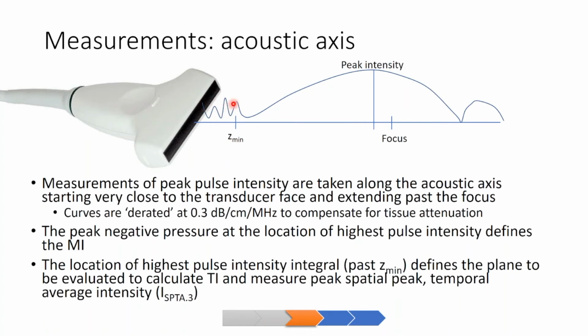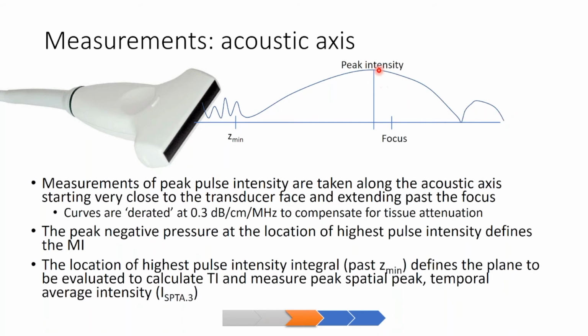Right next to the probe face, you'll end up with a bit of high variability. Then it starts to level out, and you'll get a nice smooth curve peaking a little bit inside of the geometric focus. And the geometric focus is what you might set on a diagnostic ultrasound system. Your peak intensity is a little bit inside of that point, and then it falls off, and there might be some bumps in the far field.